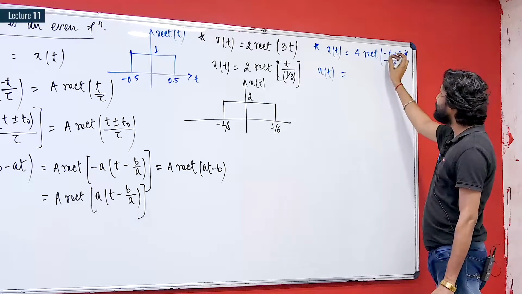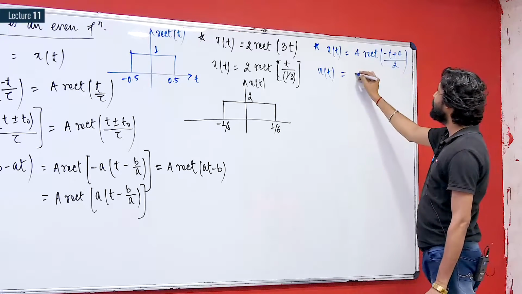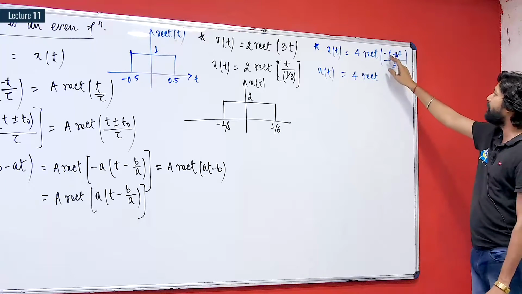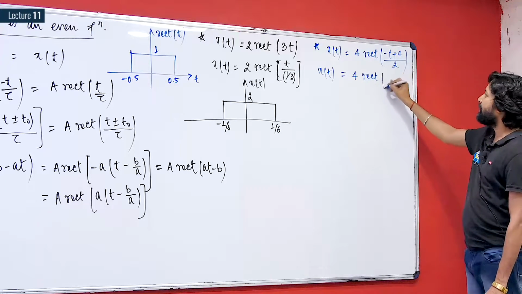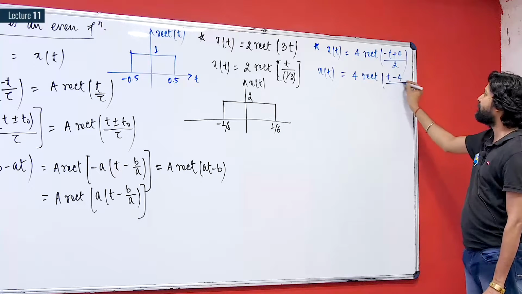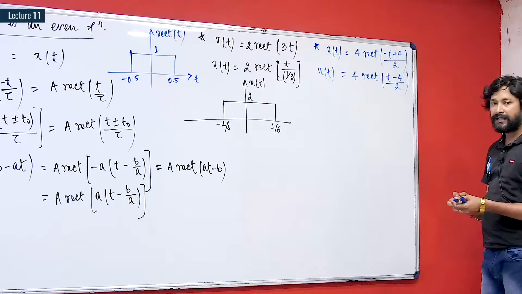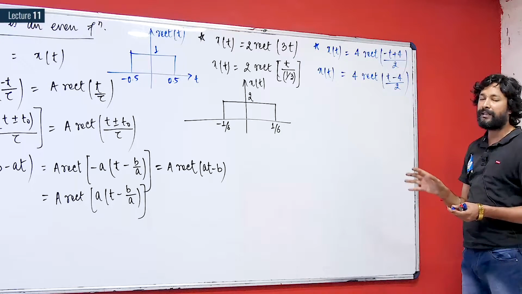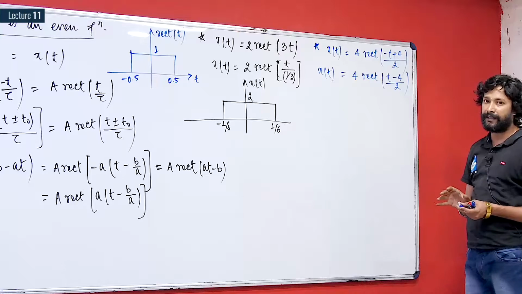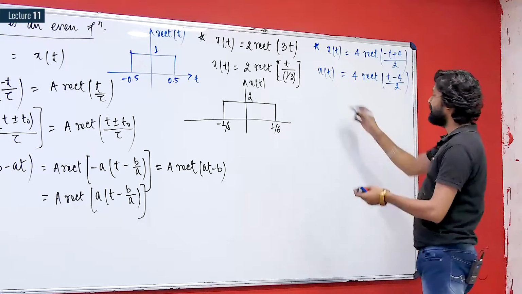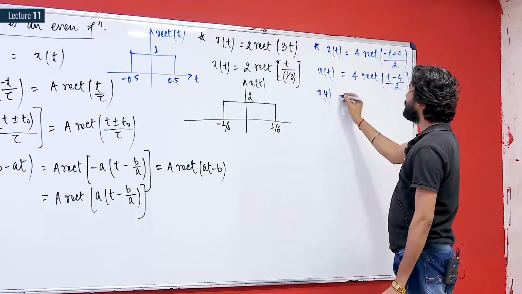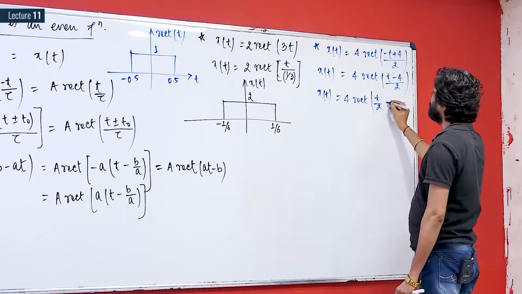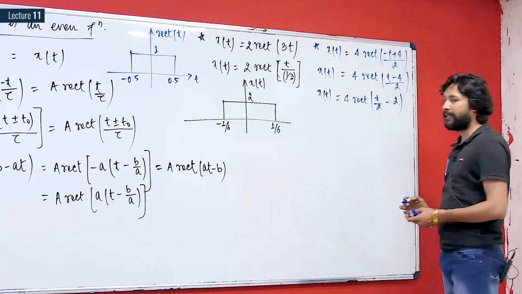That means you must eliminate this time reversal, and so you can write 4 rectangle of, if you take this minus sign common, then it will give you t minus 4 divided by 2. Therefore, it can be simply written as t minus 4 divided by 2. Now you can see that this rectangular function you have to plot can be plotted using operations on the unit rectangular function, that is rectangle of t. If you generalize it, you can write 4 rectangle of t by 2 minus 2. It can be written like this.